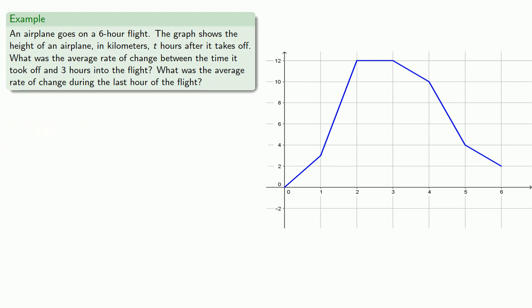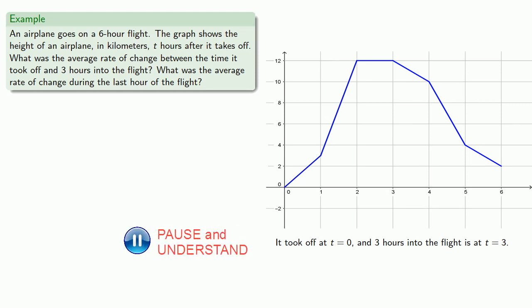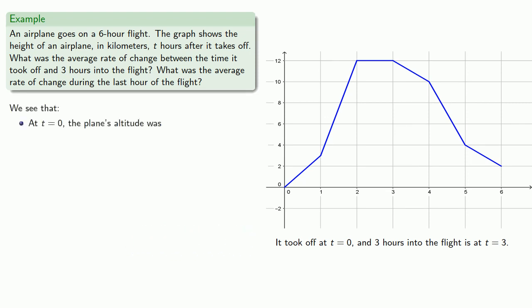So we need to know where it was. It took off at t equals 0, and 3 hours into the flight is at t equals 3. And we see that at t equals 0, the plane's altitude was 0 kilometers. And at t equals 3, the plane's altitude was 12 kilometers.